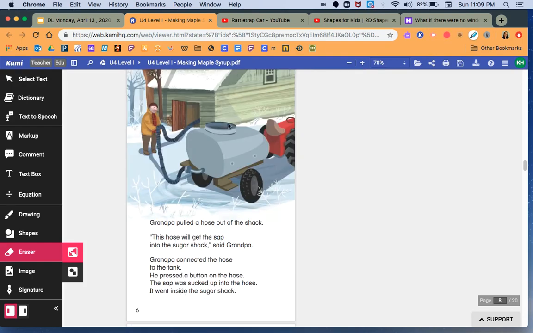Ooh, look at this sugar shack. I wonder what they make in there. Now let's think about the title of our story, Making Maple Syrup. So they're taking the sap from the tree and putting it in here. What do you think they're going to be making?